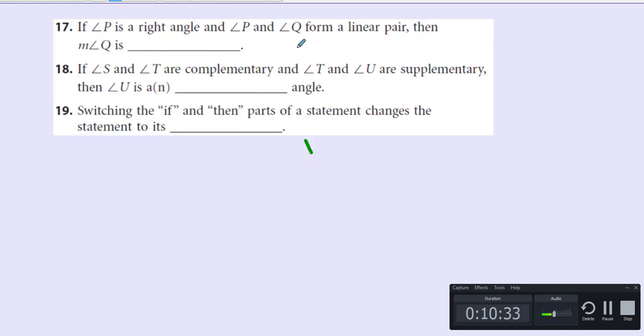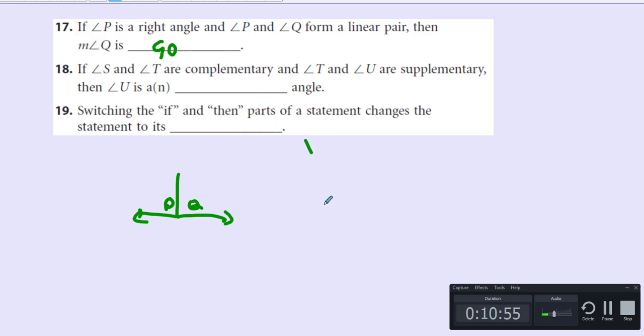If P is a right angle and P and Q form a linear pair, so if P is a right angle and P and Q make a linear pair, then we can see that Q also must be a right angle. If this is a 90, this has to be a 90 to make the 180. So the measure of Q is going to be 90.